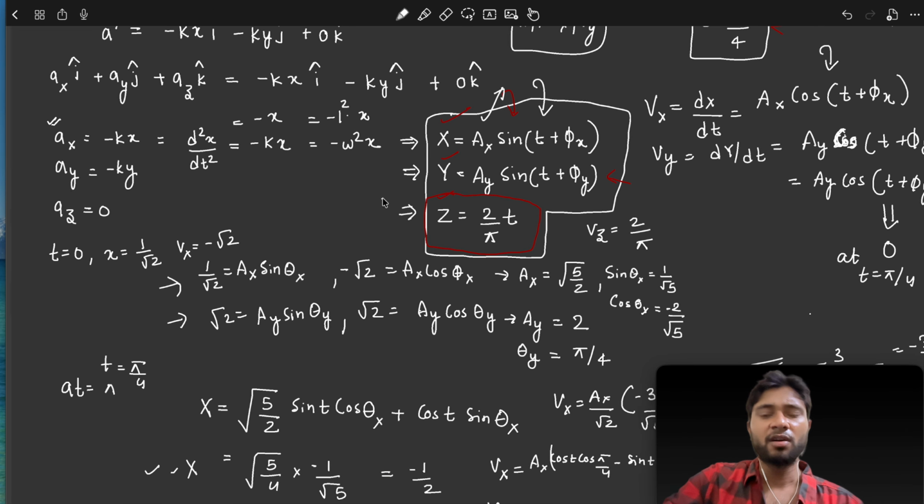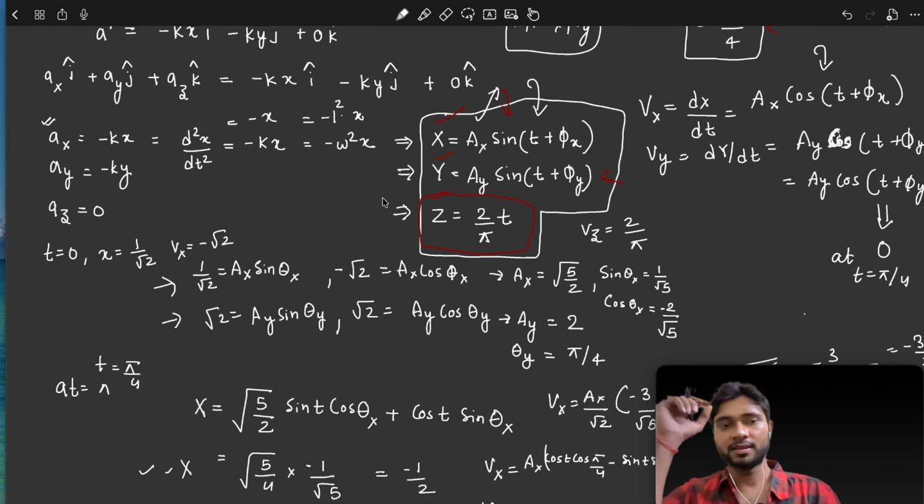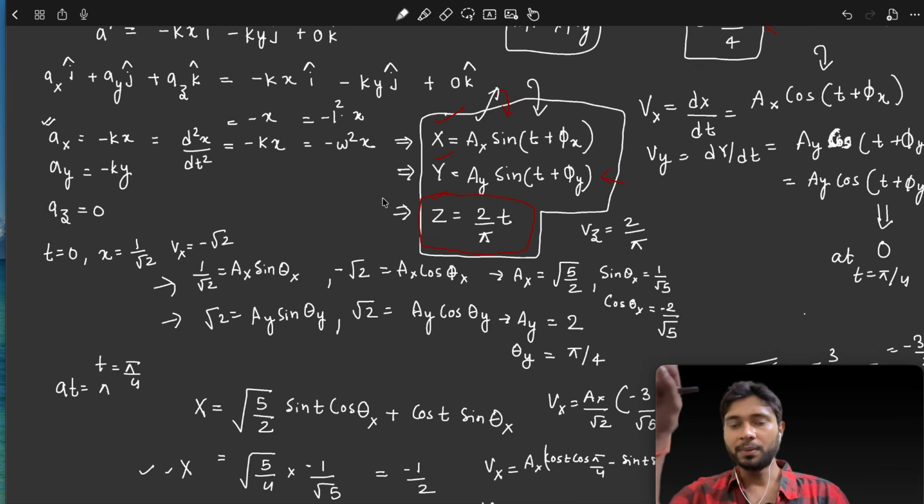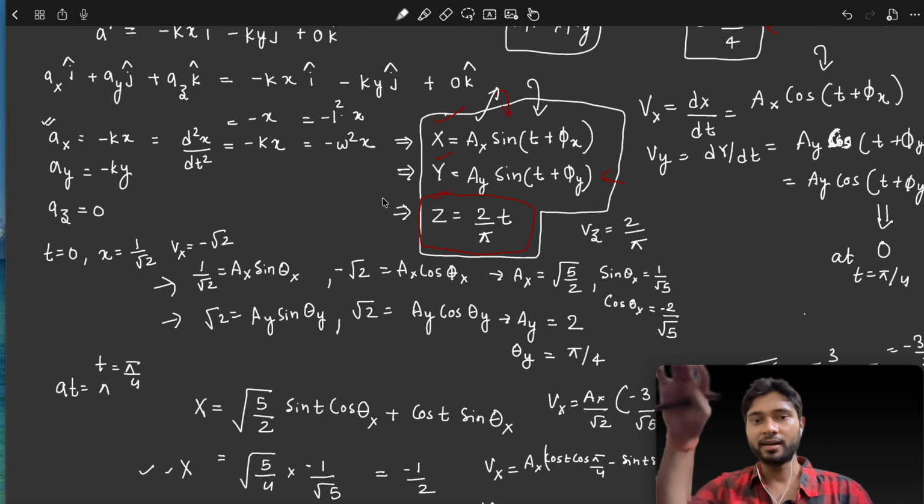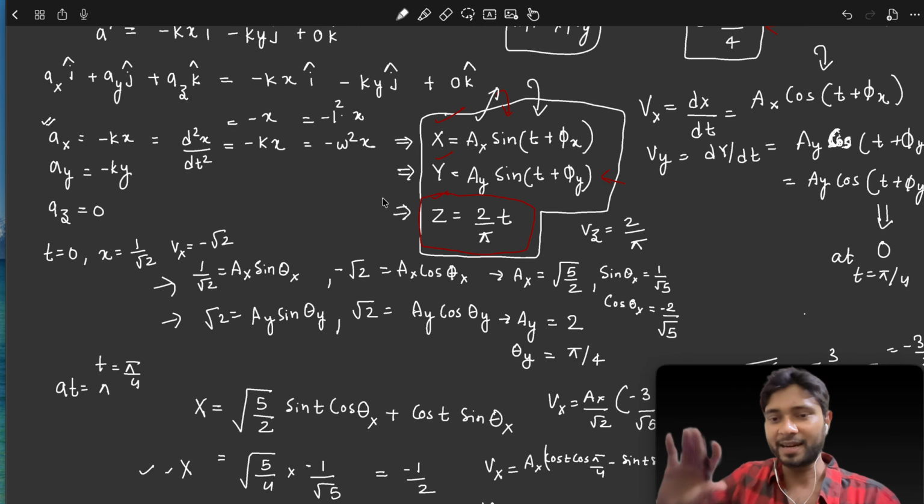So the thing to learn is, whenever we see that acceleration is proportional to the x coordinate, acceleration is proportional to the position vector with a negative constant, you can simply write it as a SHM. Okay, write a general SHM form and figure out the value of constants with some initial conditions. That was the crux of this problem.